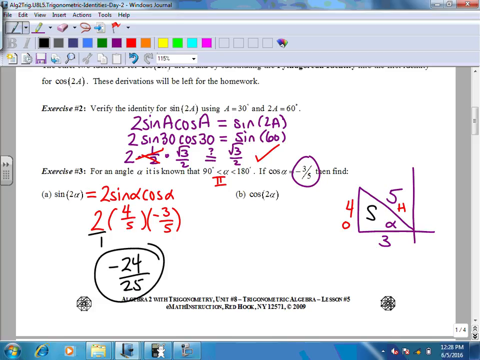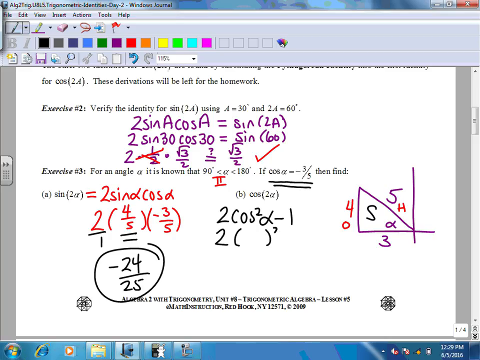Now for part B, cosine 2 alpha. Remember from above, we have 3 different formulas that we can use for the cosine double angle. But be smart about the one that you choose. At this point, we just found sine alpha, so we really could use any of the 3. But if the problem gave us the value of cosine alpha, the smartest equation to use would be the one that deals with cosine. So we're going to use the 2 cosine squared minus 1.